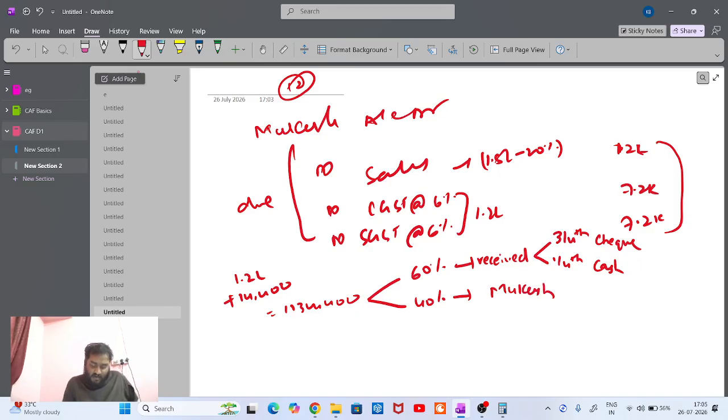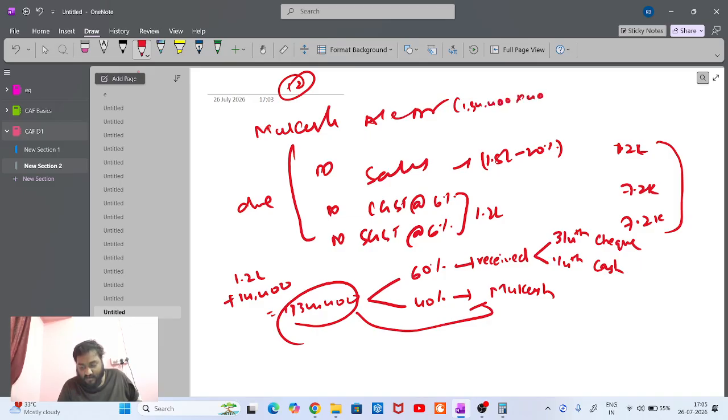So 1,34,400 into 40% is Mukesh, and then bank account debit, cash account debit. This is just a routine entry with a bit of complication.